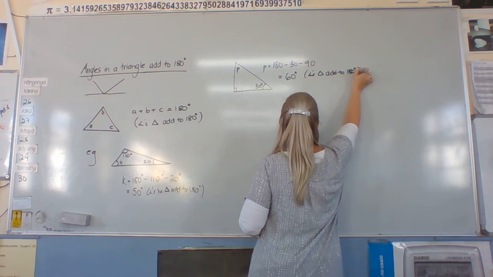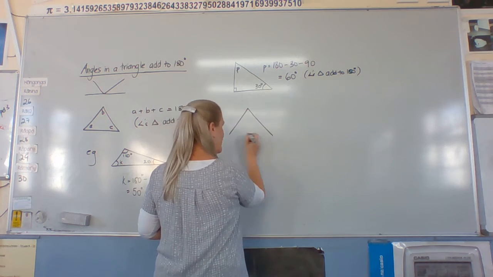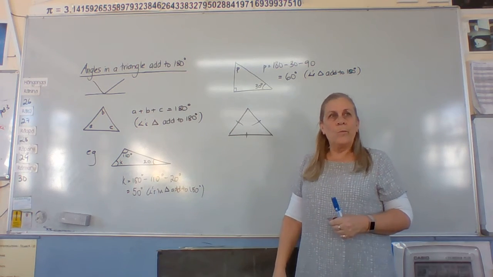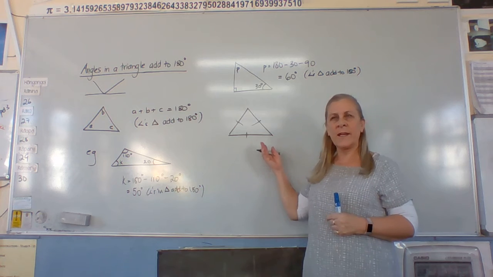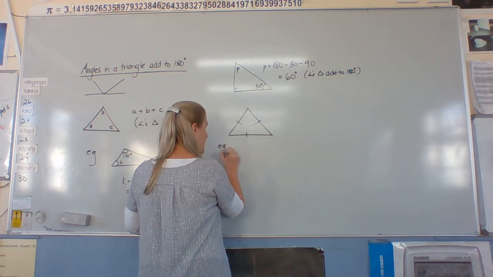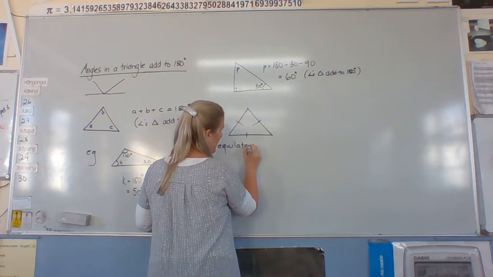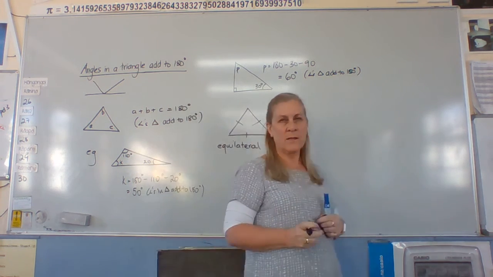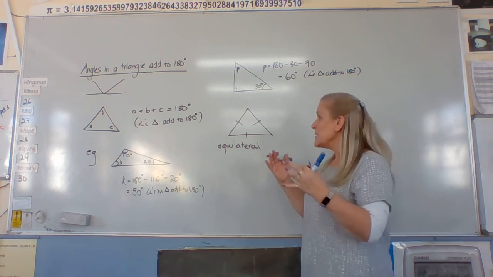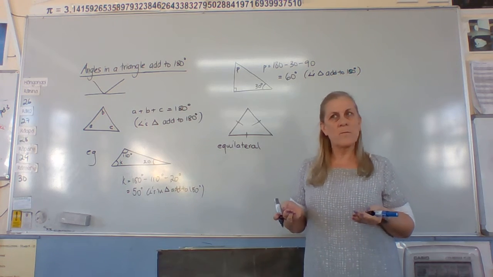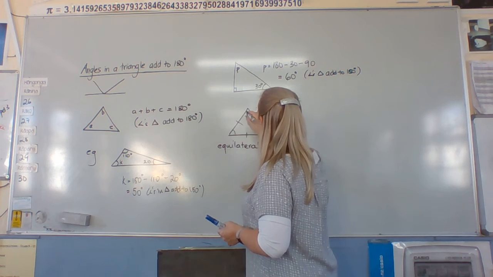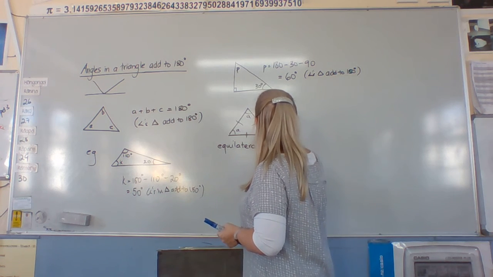Okay, not so hard. But what about this one? What's the name of this triangle? Equilateral. Equilateral. What does lateral mean, guys? Line. Equal lines. The lines are equal. So what? Good. The angles are all equal. So I can call them all A.